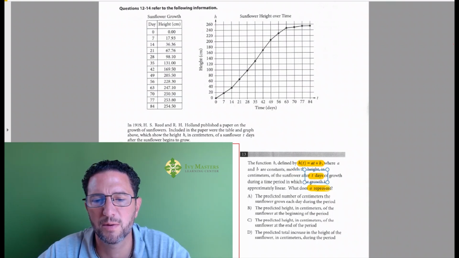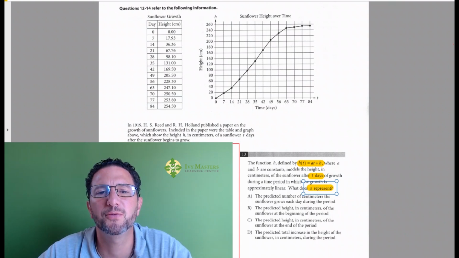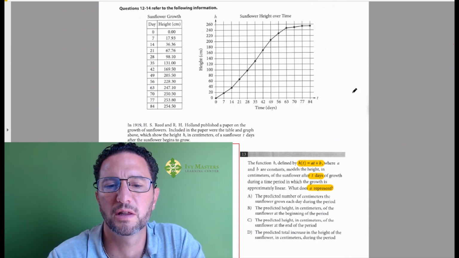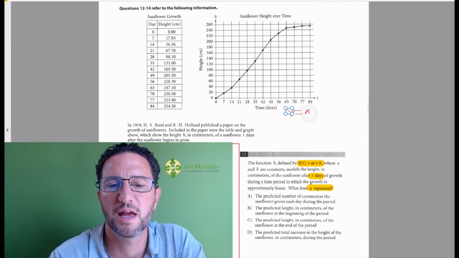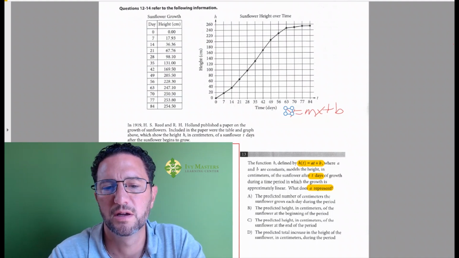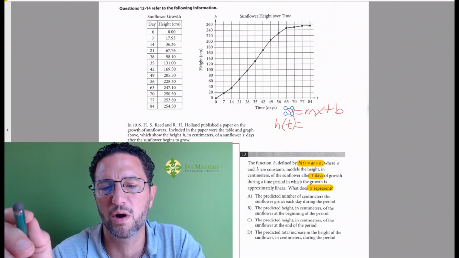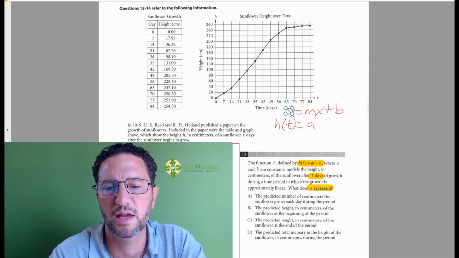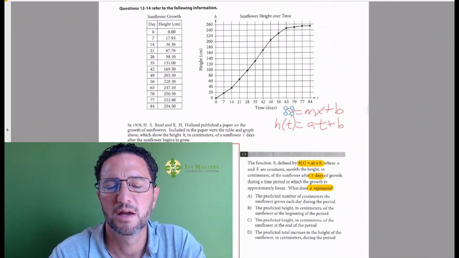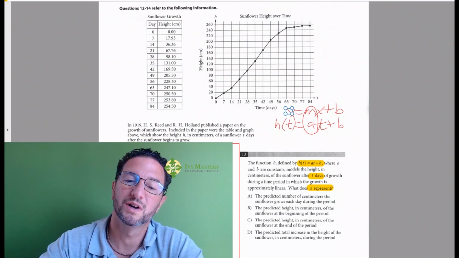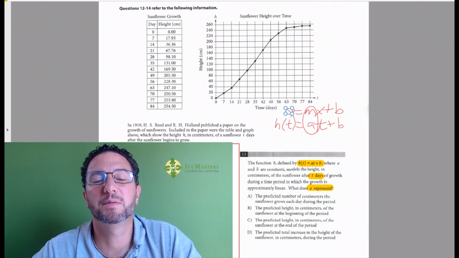What does a represent? Well, you might be familiar with this because this looks an awful lot like y equals mx plus b. And it is y equals mx plus b. Only in place of y we've got h of t. H of t is another way to say y. In place of m we've got a. In place of x we've got t. And then we've got b. And so what you notice when it's asking for a, it's really asking for m. What's m? Remember, m is slope.